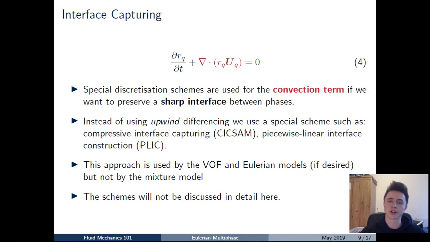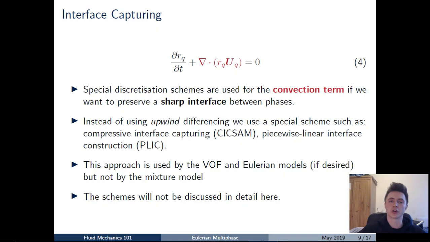Now, if we want to artificially create a sharp interface between our two phases, then we have to use a special discretization scheme. And usually the choice of discretization scheme is left up to the user. And in your CFD code, you should have a variety of choices of schemes that you can choose from. Some examples might be a compressive interface capturing scheme or a piecewise linear construction scheme. By choosing this form of the discretization scheme between phases, what we'll be doing numerically is enforcing that sharp interface between the two phases. And this is often termed an interface capturing approach in the literature.